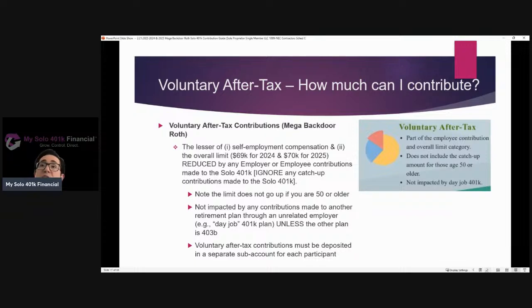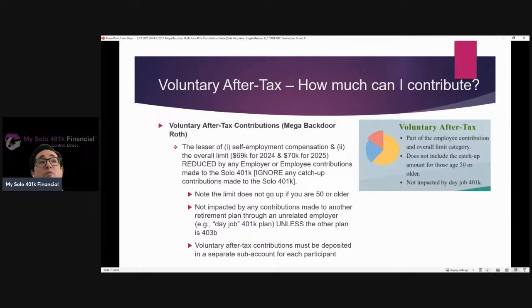Now, you do have to keep in mind that overall limit. In other words, the sum of all the contributions that are made to the solo 401k, whether employee, employer, or voluntary after tax, cannot exceed the overall limit. So in other words, the individual has to reduce how much they can contribute as a voluntary after tax contribution by any employer or employee contributions made to the solo 401k.